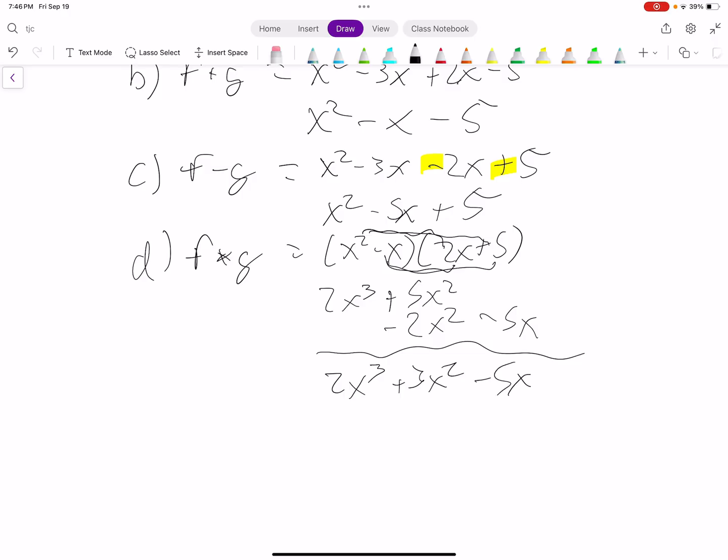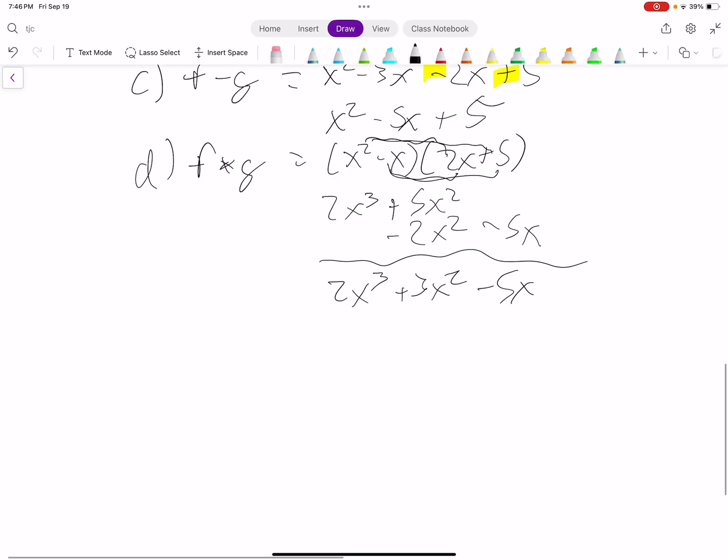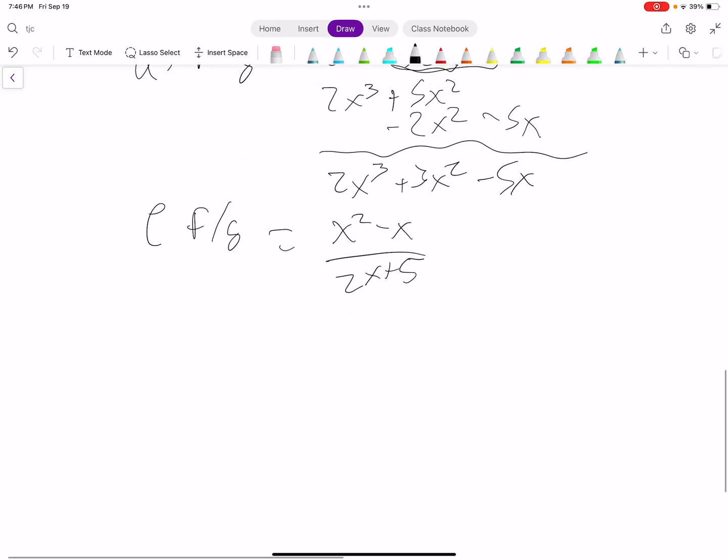Okay. Next is division. f divided by g, well, that's just f divided by g. And lastly is function composition, f of g. Function composition is where you plug g into the f function. So you're going to plug g into the f function. And when we do that, I always write out the f function. Here is the f function. And I plug in the g.